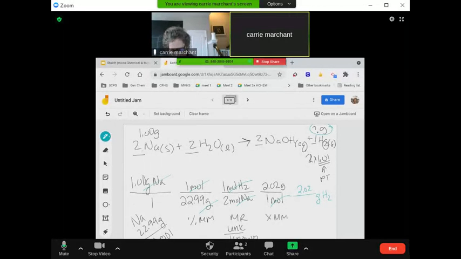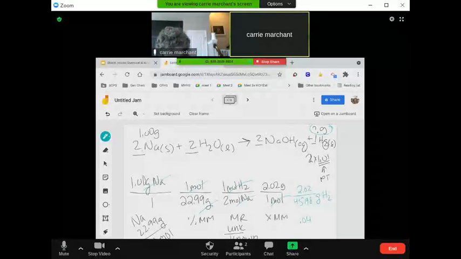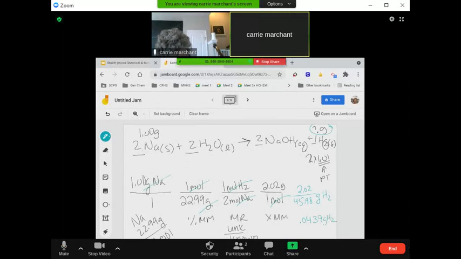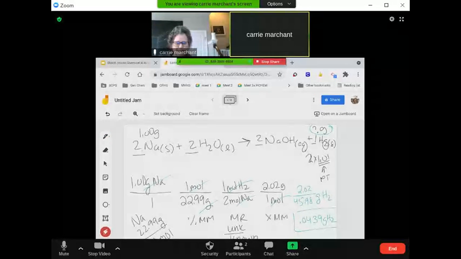Multiply across the bottom, 1 times 22.99 times 2 times 1, 45.98. Divide the top by the bottom, or the numerator divided by the denominator. 3 sig figs, 0.0439 grams of H2. Leading zeros are not important. 1, 2, 3. We are successful.